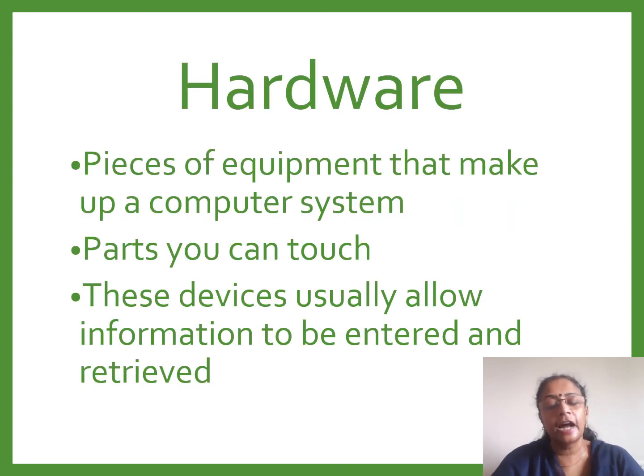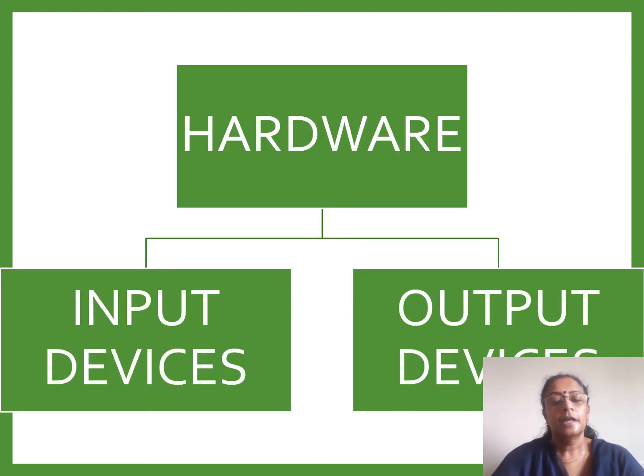Now, what is hardware? Hardware is a piece of equipment that makes up a computer system. The parts of a computer which we can touch and feel with our hand and which help us to work with our computer, the different types of devices that are attached to the computer system which help us to work better with our computer, that is called the computer hardware. This computer hardware is divided into two parts, the input devices and the output devices. So let us go into details of the input devices first.